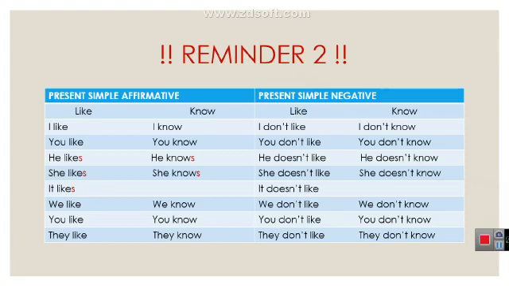Now the present simple negative of like and know again. I, you don't like. He, she, it doesn't like. We, you, they don't like. Know. I, you don't know. He, she doesn't know. We, you, they don't know.